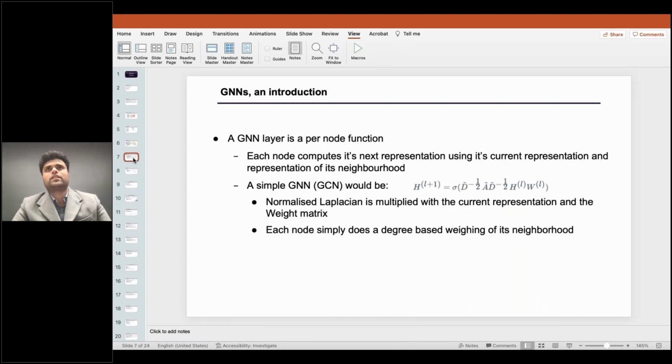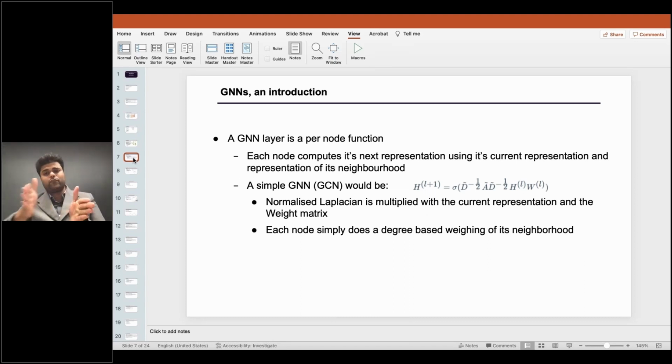One of the simplest examples is a GCN. I understand that earlier I was discussing things on a per node basis. GCNs are slightly easier to understand as a set of three matrices being multiplied with each other to find the next representation. For example, here H of L+1 is the next set of representations for all the nodes in the graph, and that is driven by the normalized Laplacian, multiplied by the current node representation given by H of L, and the weight assigned to that particular layer of the GNN.